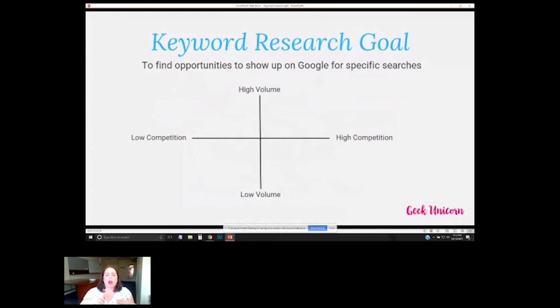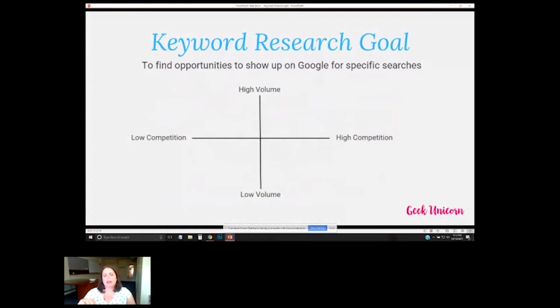So keywords are either searched in a high volume or a low volume, and they either have low competition or high competition. So high volume would be lots of people are searching it every single month. Low volume would be not a lot of searches or 0 searches a month.